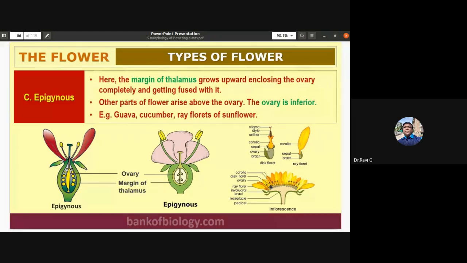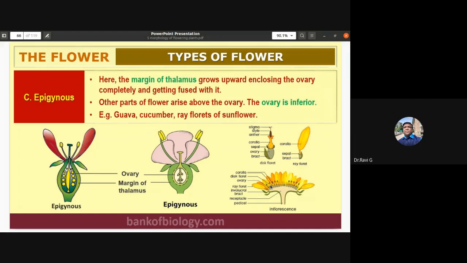I told you in apple, since they develop from this inferior ovary, what we are eating is the fleshy receptacle or thalamus, and the ovary which forms the fruit we are not eating. That is called the core of the apple, which is non-edible and we throw it off. So that's the reason apple is called a false fruit.